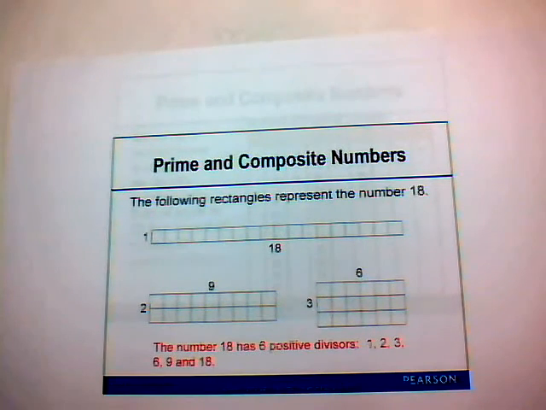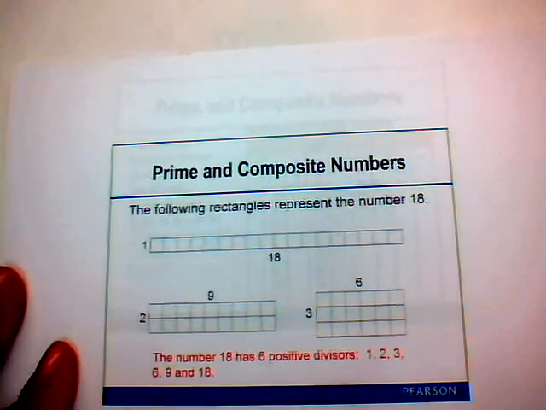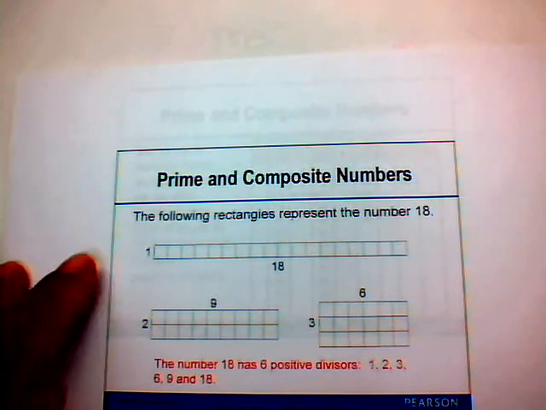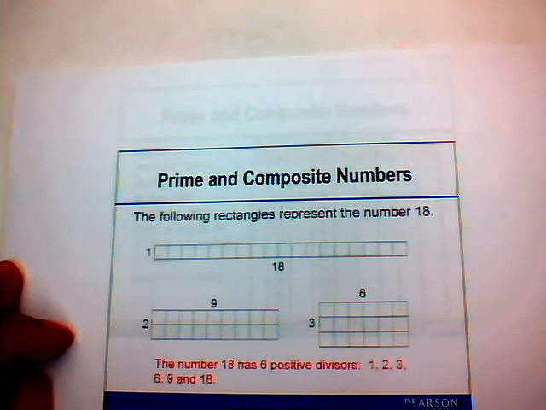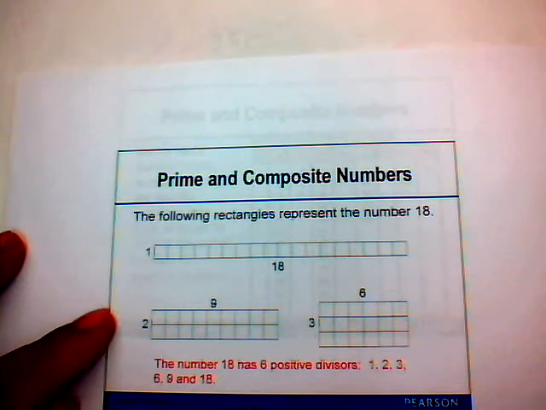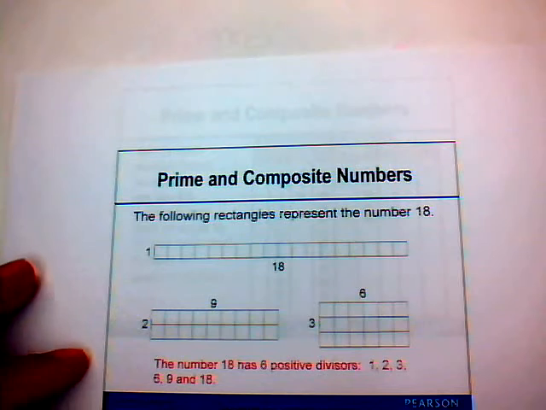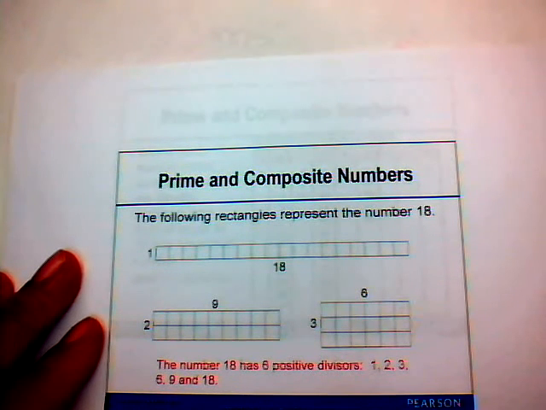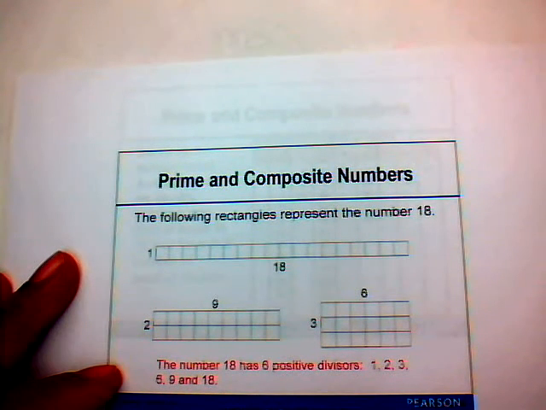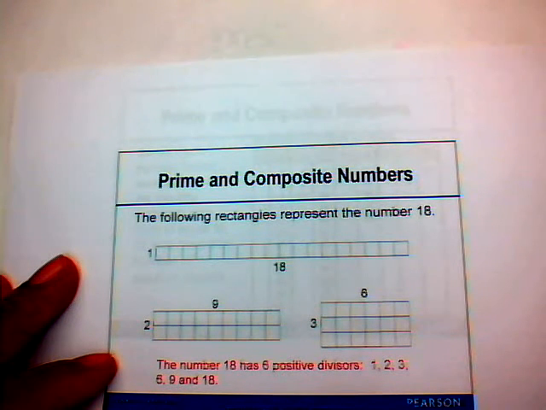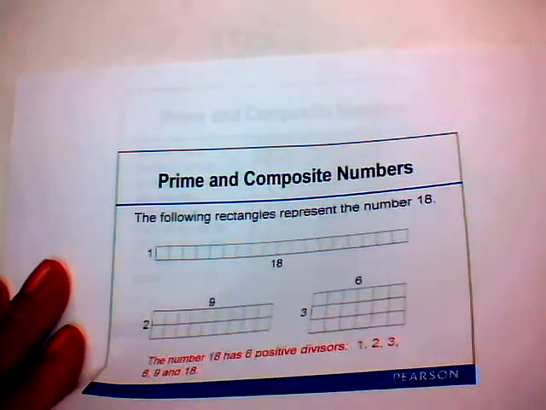Okay, in this slide, you'll see that the following rectangles represent the number 18. Here we can do one row of 18 blocks, or 2 rows of 9 blocks, or 3 rows of 6 blocks. So as you can see here, the number 18 has 6 positive divisors: 1, 2, 3, 6, 9, and 18.